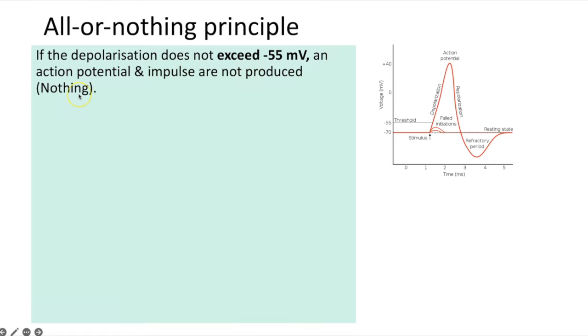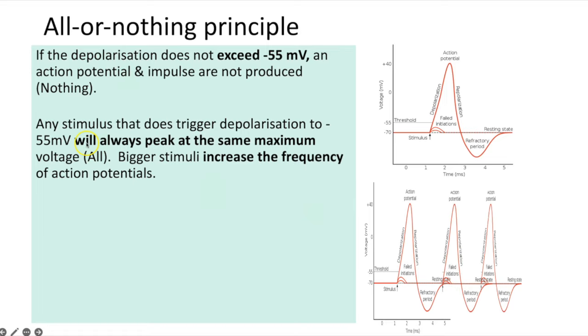So the all or nothing principle is this concept that if the depolarization does not exceed that threshold of minus 55 millivolts, then you will not get an action potential. So nothing happens. That's the nothing part of all or nothing. Any stimulus that does trigger depolarization, meaning it has reached that minus 55 millivolt threshold, the maximum voltage is always the same at plus 40 millivolts. So a bigger stimulus doesn't result in a greater peak, a greater voltage. It's always going to be a maximum of plus 40 millivolts because of the set number of channel proteins present and the number of ions present.